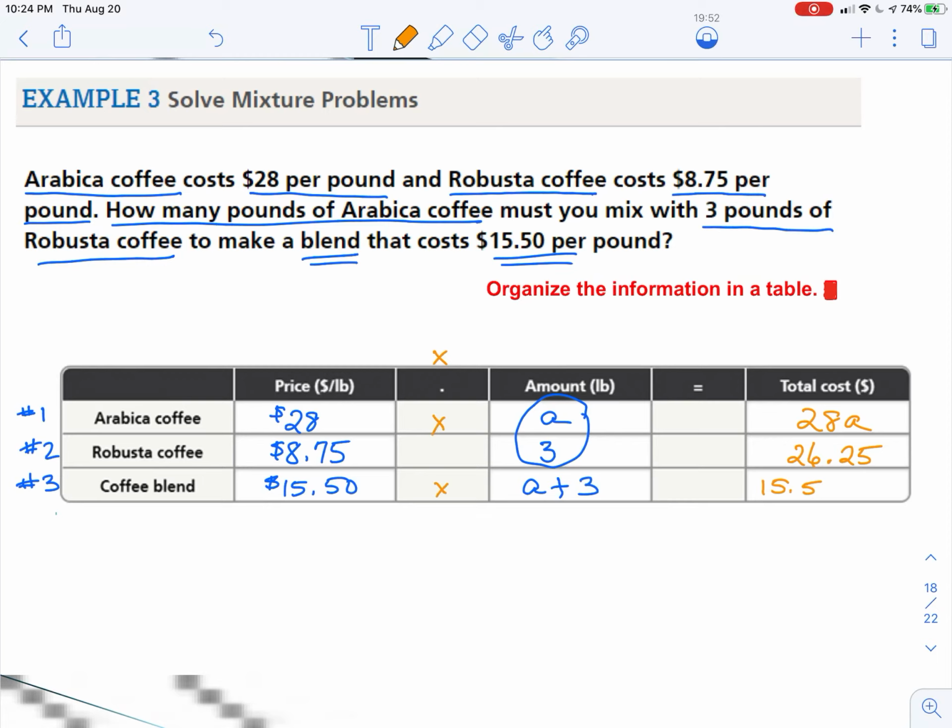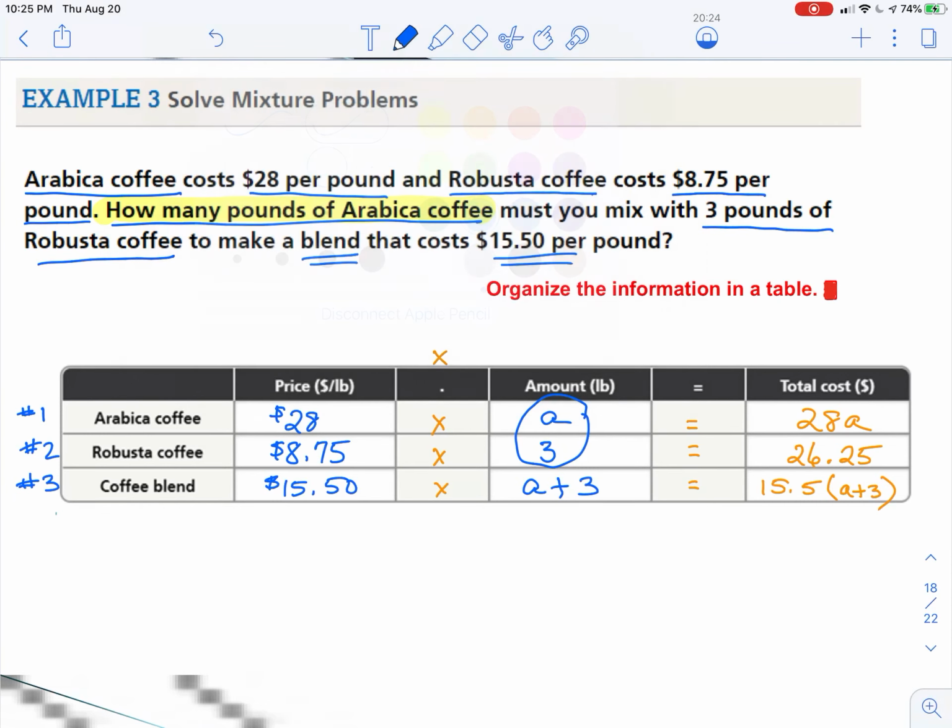Times, I'm going to put these times signs in this column here, and we'll go ahead and put the equal sign here. So 15.5 times A plus 3 pounds. That's the amount of pounds that we're going to end up with for the coffee blend. That's how we're going to solve for our variable A, which is going to give us the answer that we're looking for, which is how many pounds. Let me highlight that as well. That's what we're asking for.